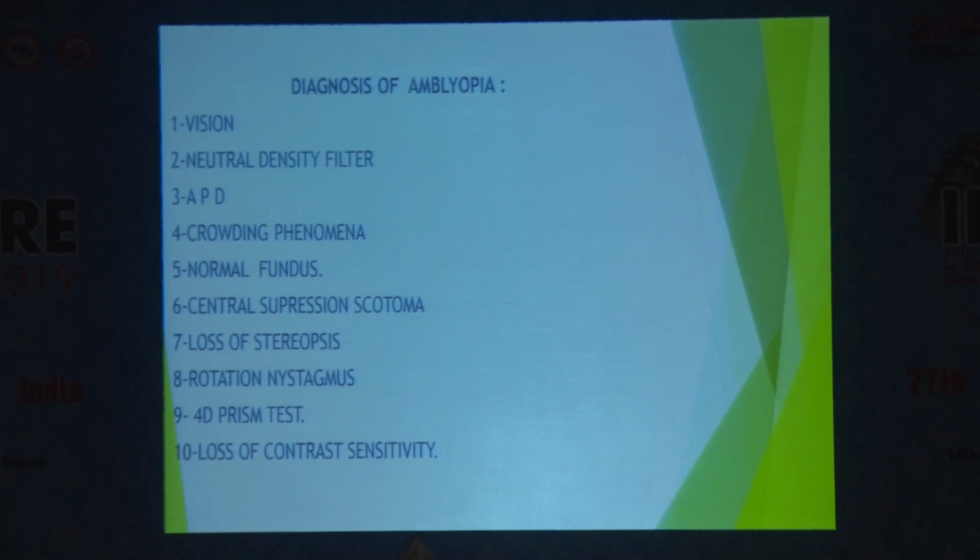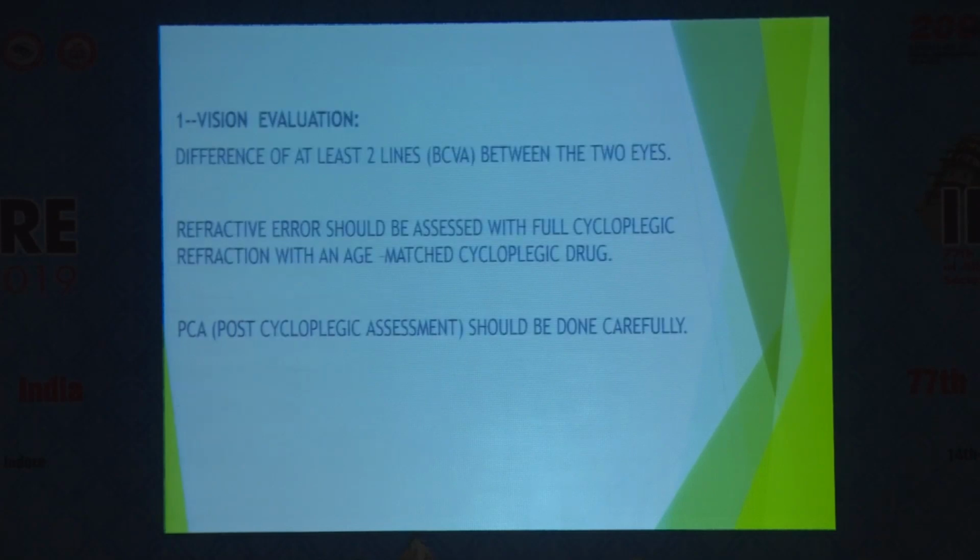These are all the things which happen, and some of these you do not require to do in a routine case. Sometimes the amblyopia is so obvious that you don't need them, but in a case where there is a doubt, you have to go all three steps. Now, in vision evaluation, a difference of two lines in best corrected vision between the two eyes gives you the diagnosis, everything else being normal. Refractive error should be assessed with full cycloplegic correction, using an age-matched cycloplegic. We just discussed a few minutes back what you have to do. Post-cycloplegic assessment should be done very carefully, because one or two lines you may miss.